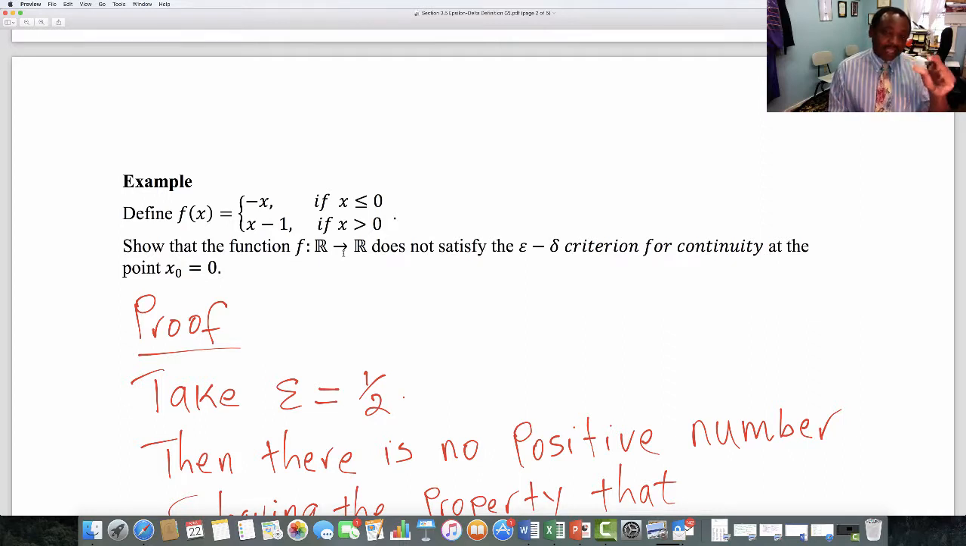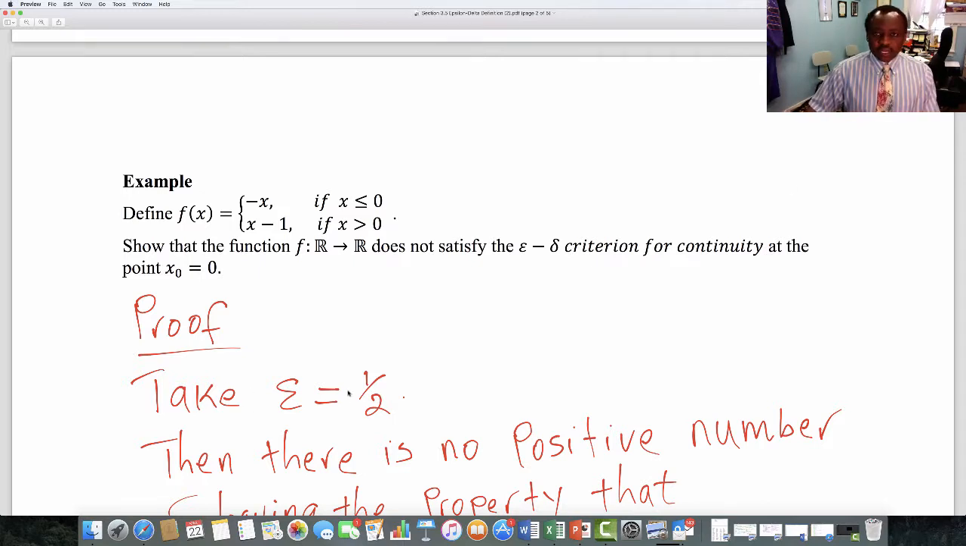Again, find an epsilon bigger than 0 and show that you cannot find a delta bigger than 0 that satisfies the property that whenever the absolute value of x minus x naught is less than delta, then the absolute value of f of x minus f of x naught is less than epsilon. So, proof.